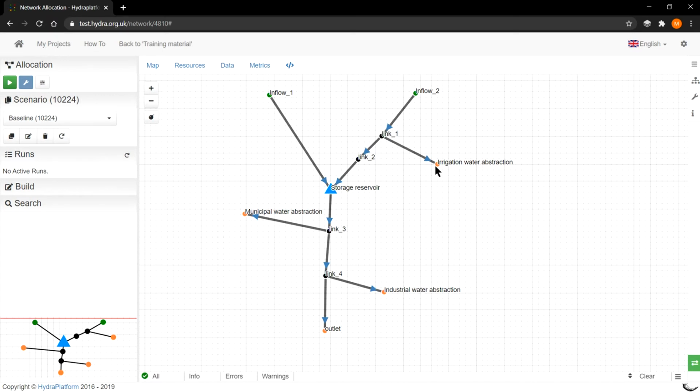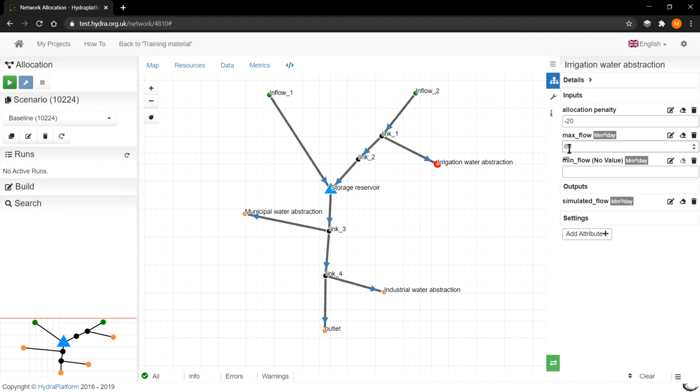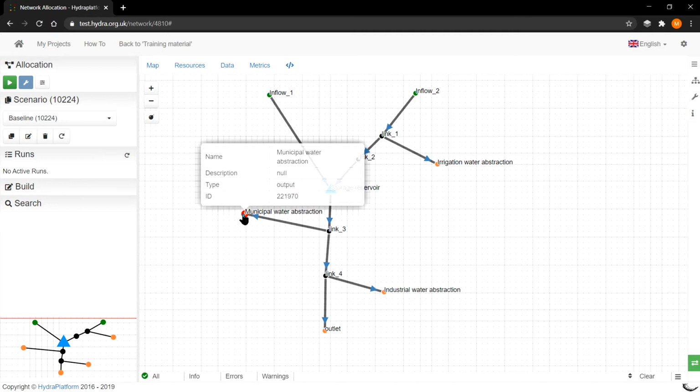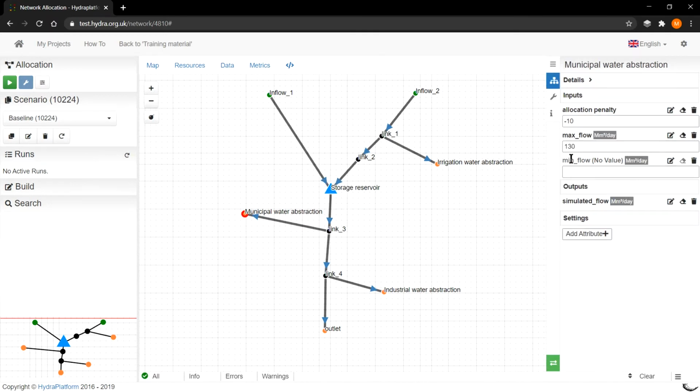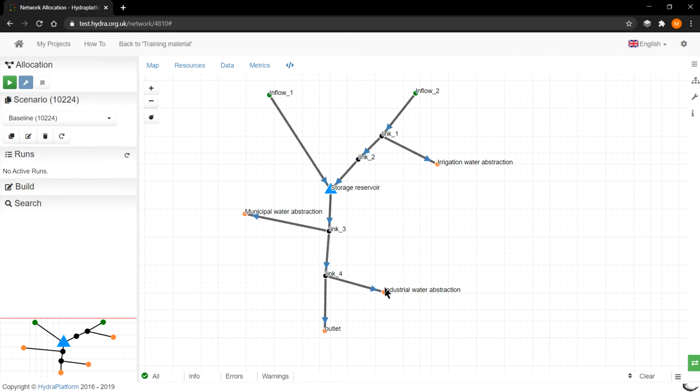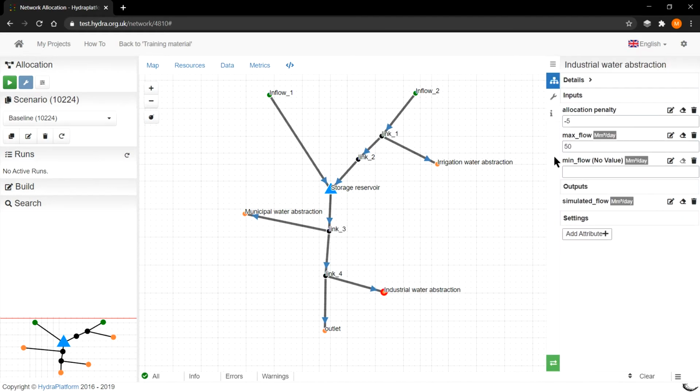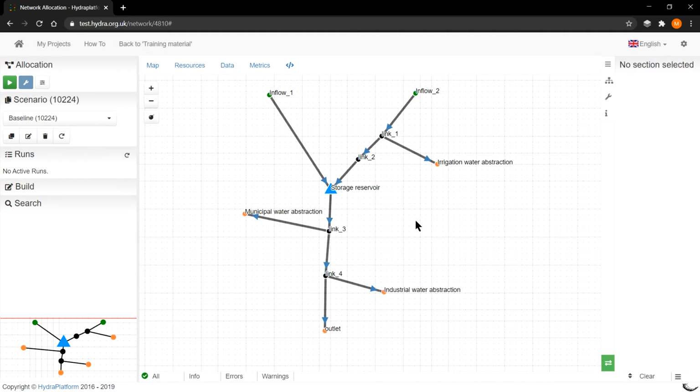The irrigation water abstraction target is 65 million meter cube per day. The municipal water abstraction target is 130 million meter cube per day. The industrial water abstraction target is 50 million meter cube per day. The model also contains a storage reservoir to store excess water during high flows.